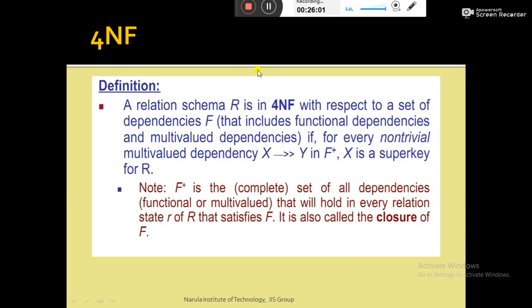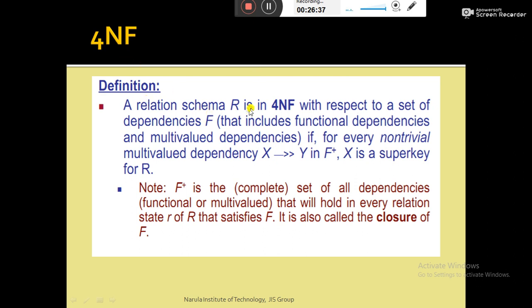Now come to the point of 4NF. In the previous normal forms that I have discussed, starting from 1NF, 2NF, 3NF and BCNF, meaning Boyce-Codd normal form, all the normalization is done on the basis of functional dependencies. But if a relation doesn't have any functional dependencies, but it has multivalued dependencies, then we can normalize it with the help of 4NF.